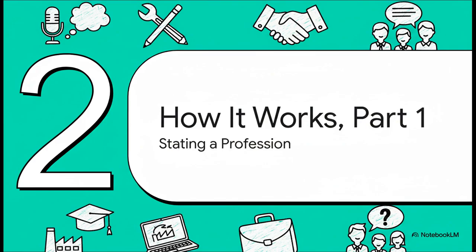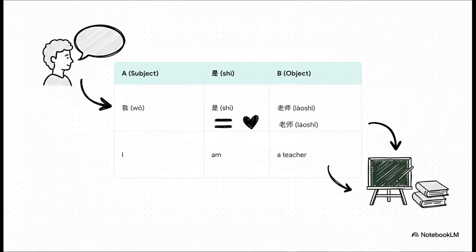Our first stop is going to be one of the most common topics of conversation anywhere in the world, jobs. How do you say what you do for a living? Just look at how clean and elegant this is. A is our subject, 我, which means I. Then comes our equal sign, 是, and B is the object, 老师, meaning teacher. A 是 B, 我是老师, I am a teacher. It's so simple, so direct, and so powerful.